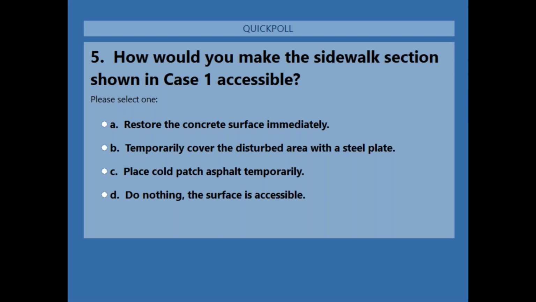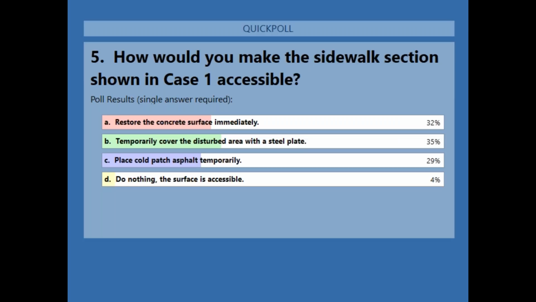We have some additional responses. That's good. We'll give a few more seconds. Okay. And here's the results. Ron, 32% said A, 35% said B, 29% said C, and 4% said D. Okay, good work. Yeah, I'm not sure there is a right answer to this.